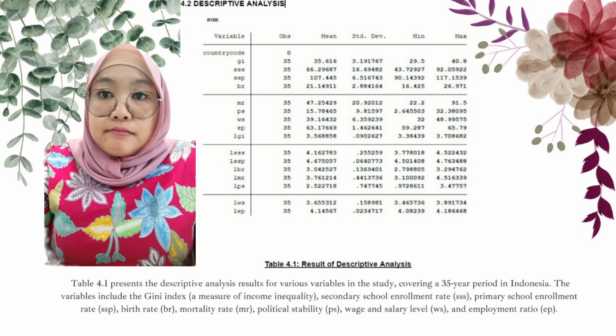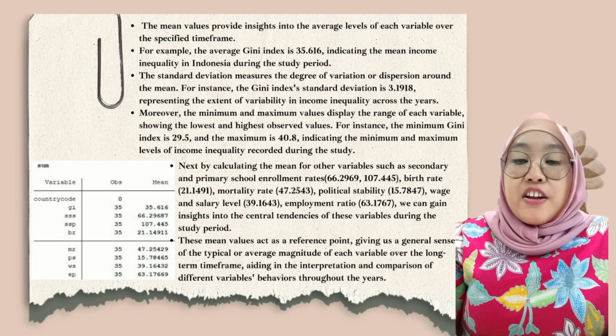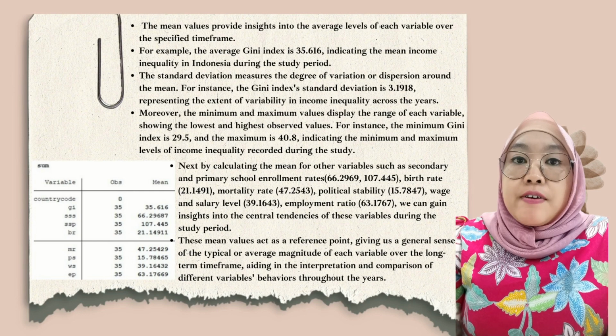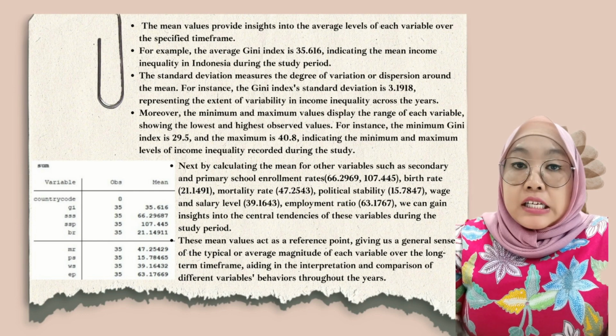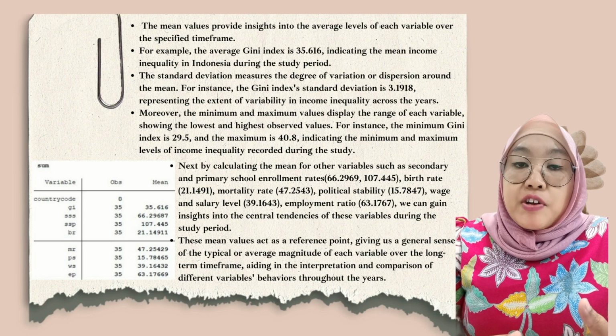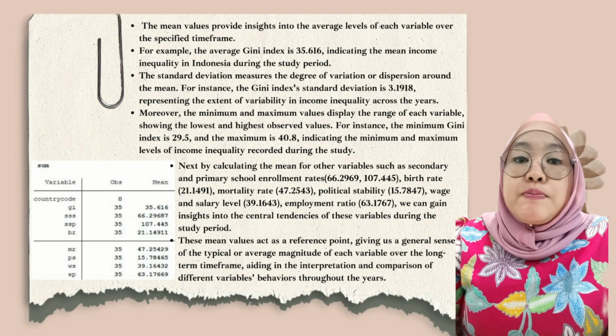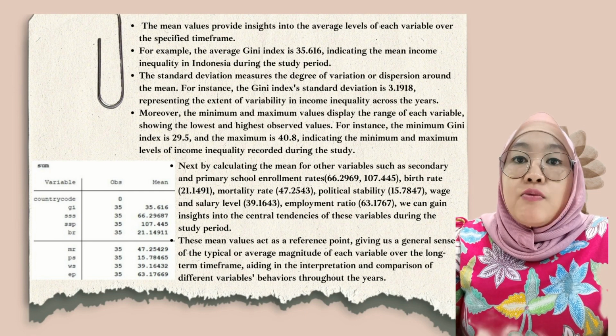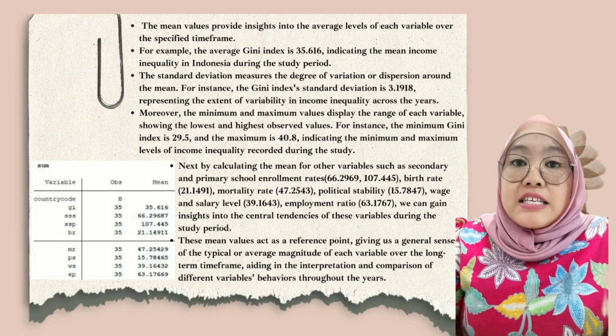Okay, from the result, the mean values provide insight into the average level of each variable over the specified time frame. For example, the average Gini index is 35.6, indicating the mean income inequality in Indonesia during the study period. The standard deviation measures the degree of variation or dispersion around the mean. For instance, the Gini index standard deviation is 3.1918, representing the extent of variability in income inequality across the years.